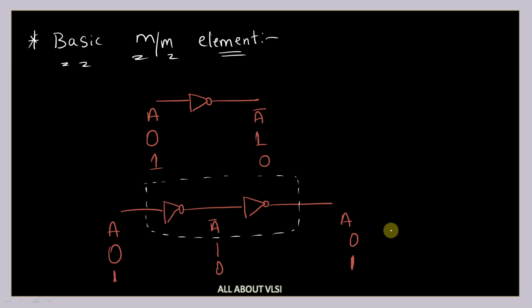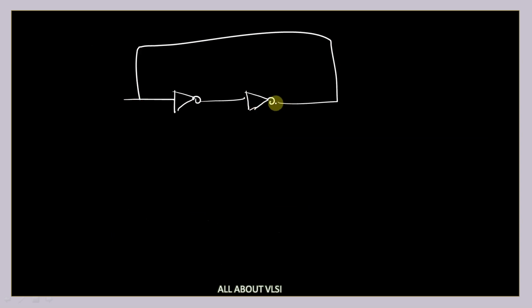That means this particular circuit is holding your data. So using these two NOT gates which are connected in series, you can construct a basic memory element. Let's say I am drawing this circuit like this, one NOT gate and one more NOT gate, and this NOT gate's feedback is given to your first NOT gate, then this will become a basic memory element.